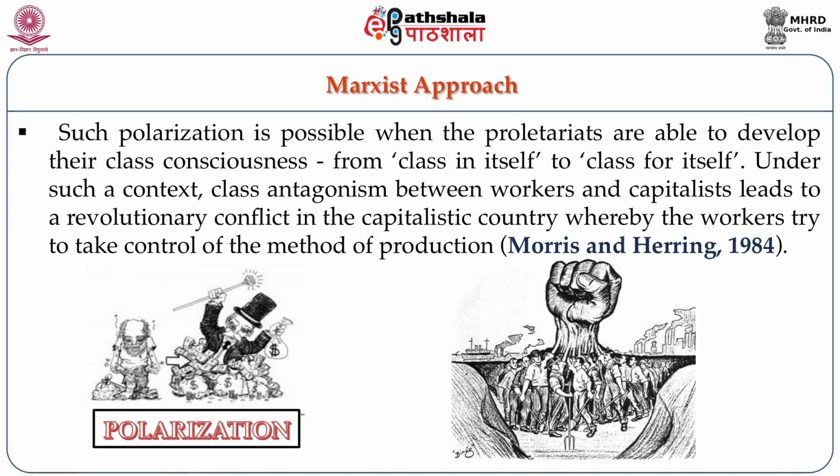Now, when is such polarization possible? It is possible only when the proletariat are able to develop their class consciousness. Initially they are unconscious. That is the stage termed by Marx as class in itself, a kind of unconscious class. But in due course of development, the proletariat acquire class consciousness and get transformed from class in itself to class for itself. And this class for itself stage indicates a level of consciousness where a revolutionary movement can be thought of or can take place.